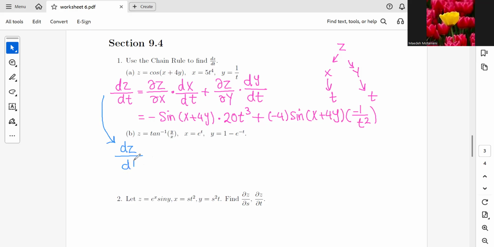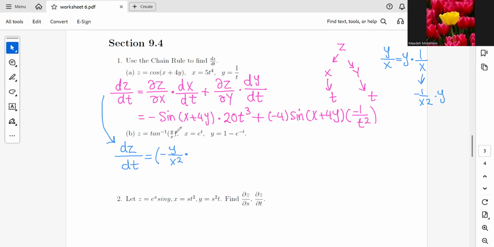So dz dt is going to be the partial derivative of z, which is tan inverse of y over x. We know that y over x can be written as y times 1 over x. So when taking the derivative with respect to x, we're going to do that here, which is negative 1 over x squared, and we're going to multiply it by the y, which is next to it. So it will be negative y over x squared as the derivative of inside.